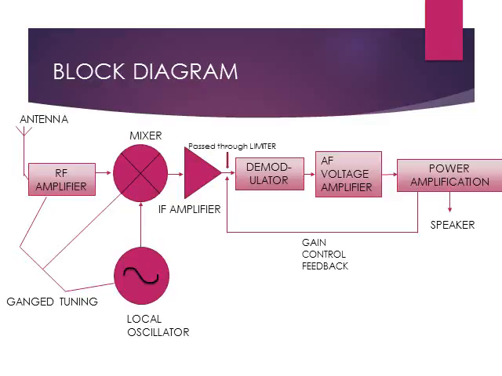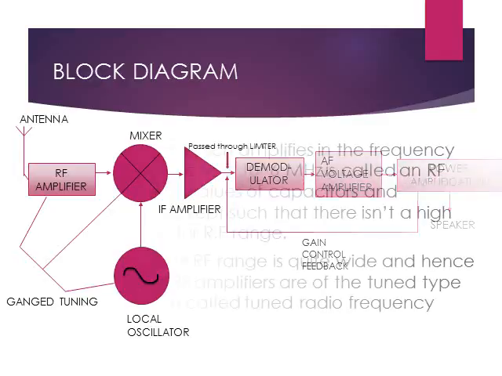The output of the IF amplifier is applied to the limiter circuit which removes the noise. The output of the limiter is then applied to the FM demodulator. The demodulated signal is applied to the audio amplifier stages and then the signal is delivered to the speaker. Now let's understand each of these stages in detail.